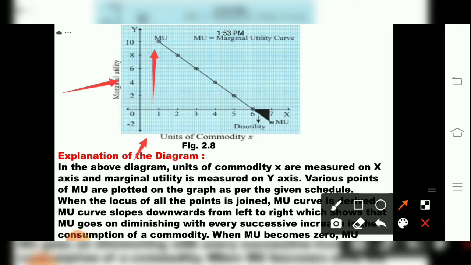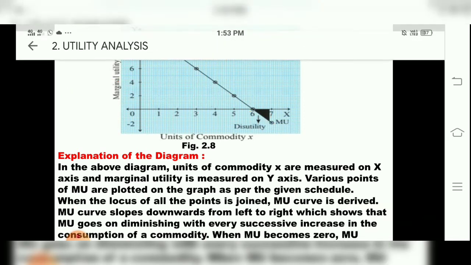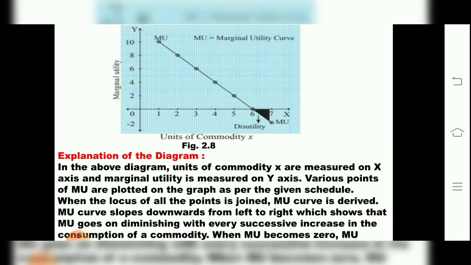See 1, 10, 2, 8, 3, 6, then 4, 4, then 5, 2. And then what we have seen is that for the 6th unit it is 0, children, and afterwards it is coming in negative, that is minus 10 for the 7th unit. See, according to this the graph is plotted. X-axis units of commodity is there, Y-axis marginal utility is there. Now if you see in the diagram, points are plotted.